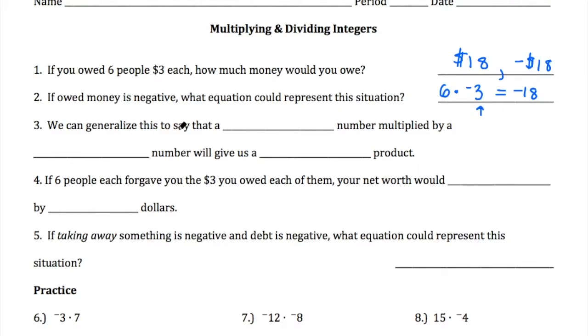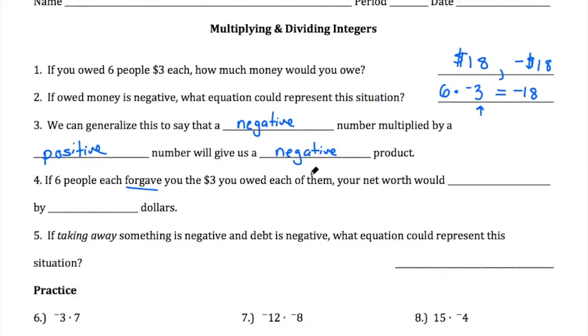So we can generalize this to say that a negative number multiplied by a positive number will give us a negative product. Great. If 6 people each forgave you $3 that you owed them, your net worth would, let's think, would this be good for you or bad for you?